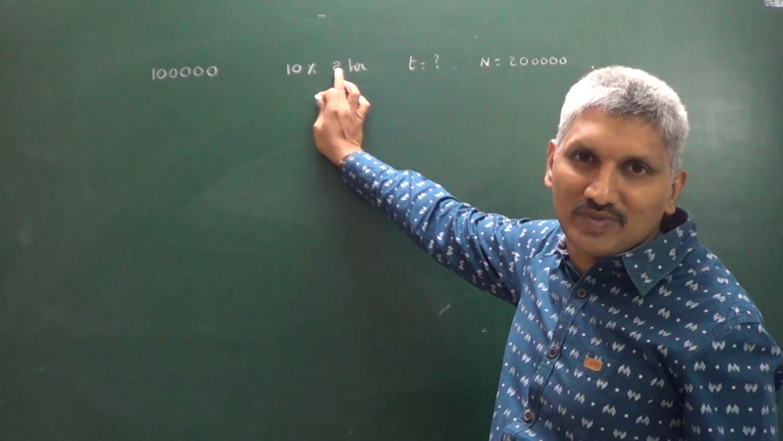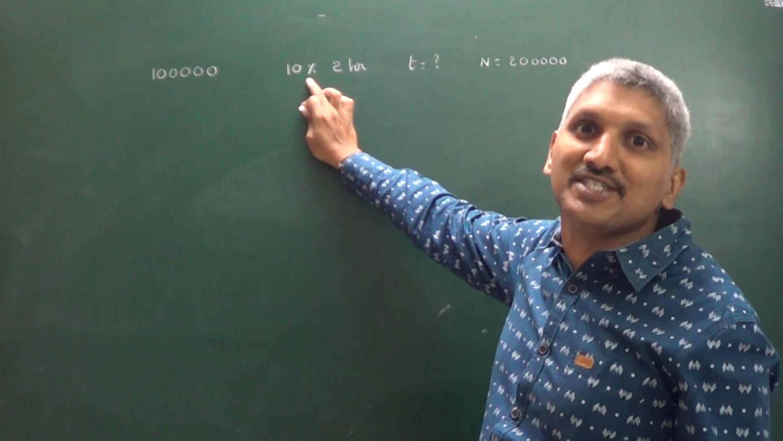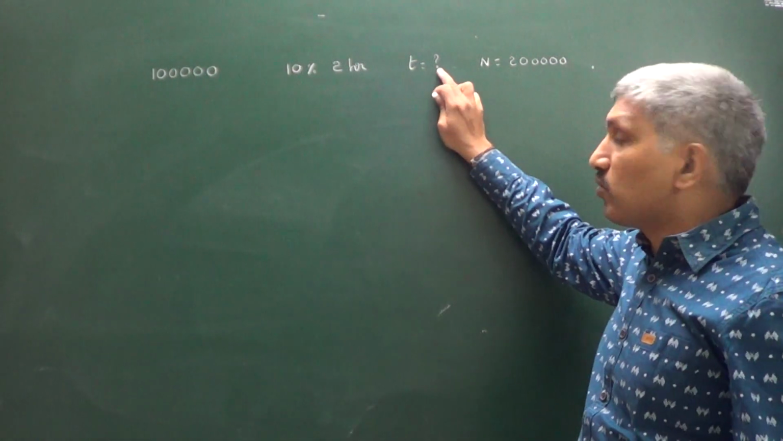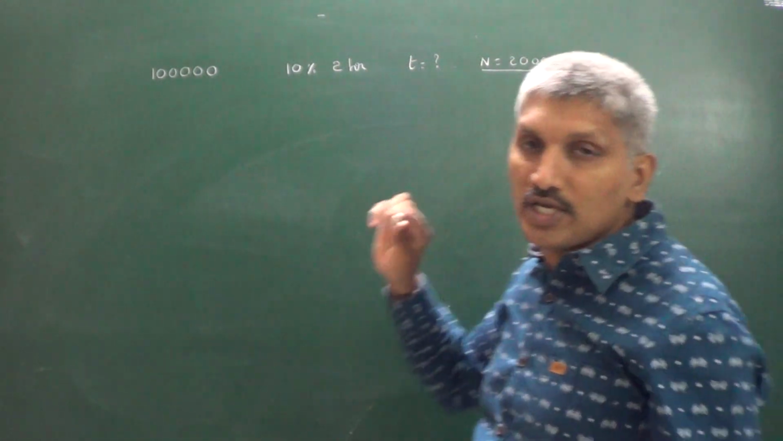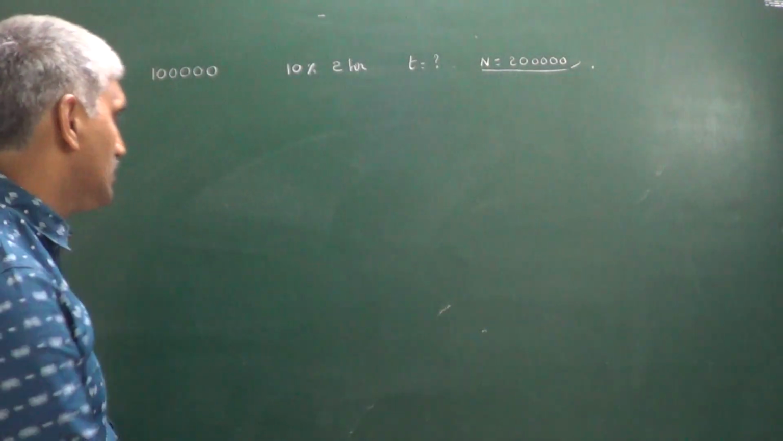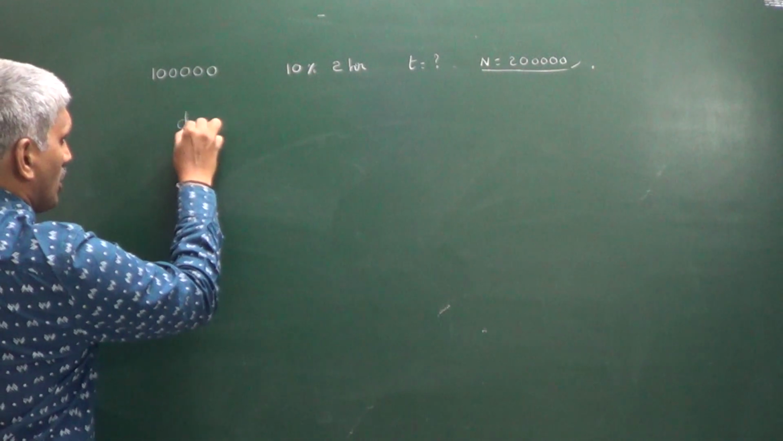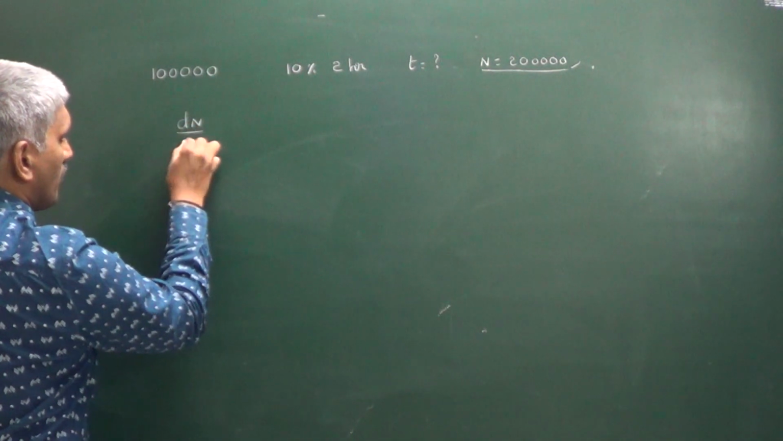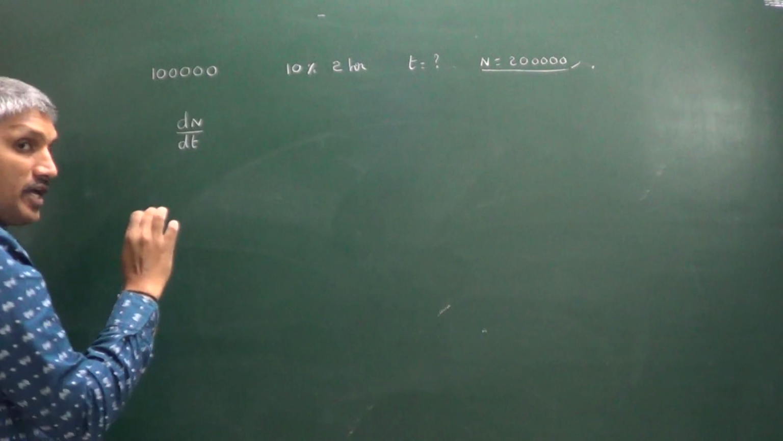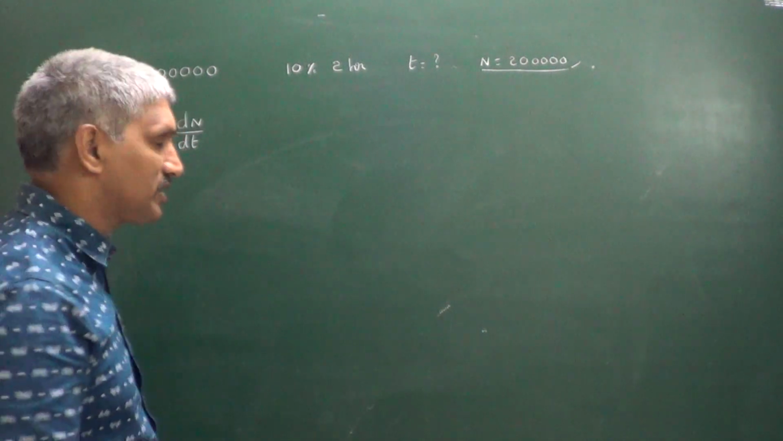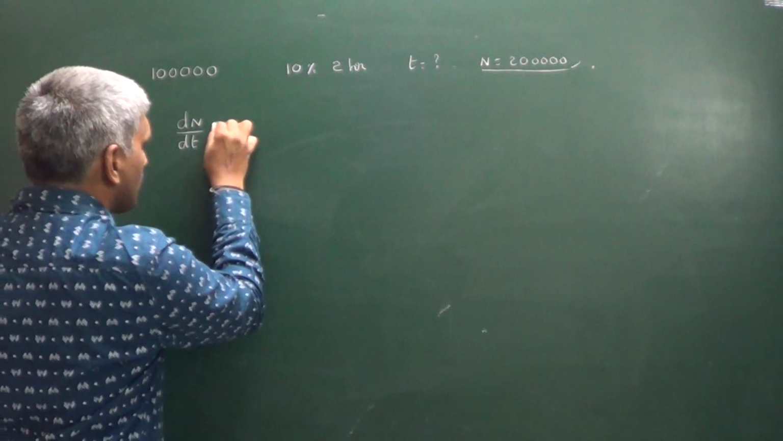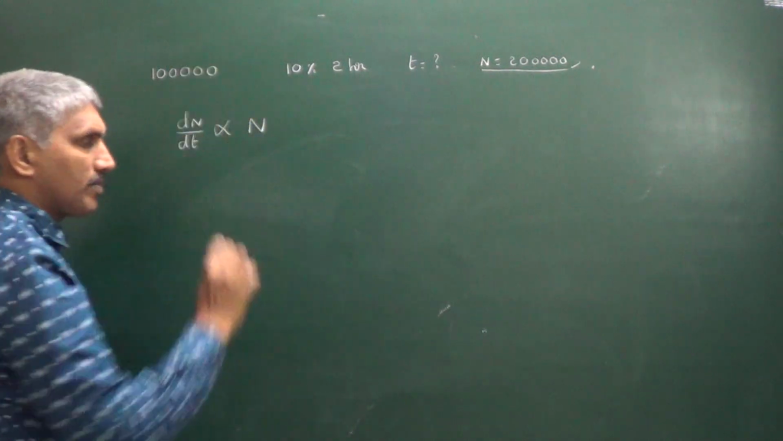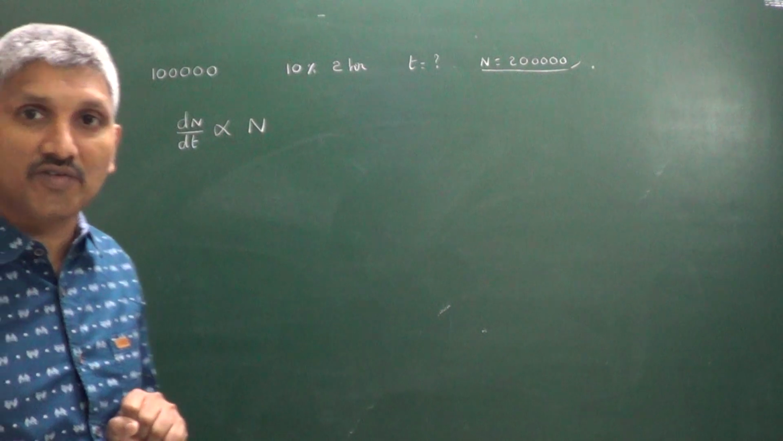Within 2 hours the bacteria count is increased by 10%. At what time does the bacteria count reach 2 lakhs? The information given is about the rate of change in the population of the bacteria: how the bacteria count is increasing is proportional to the number present. So that is the information given in the question.